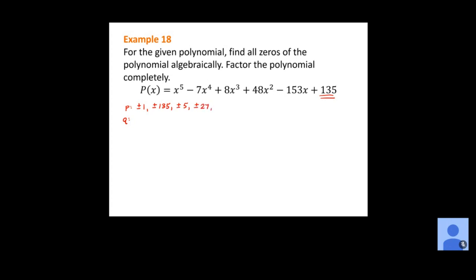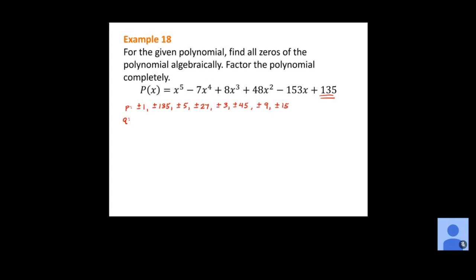Okay, anything else go into 135? Okay, 3 and 45, good. So plus or minus 3 and plus or minus 45. And then 9 and 15 should also work. Good. So plus or minus 9, plus or minus 15. And I think that should be good now. I think that gives us all of them. So we got the 5 and the 27, 3 and 9. Yep, that looks good. Okay, so there's our list of factors for the 135.